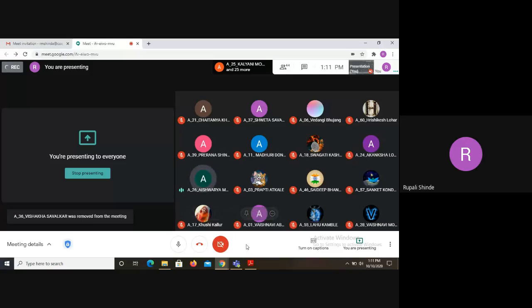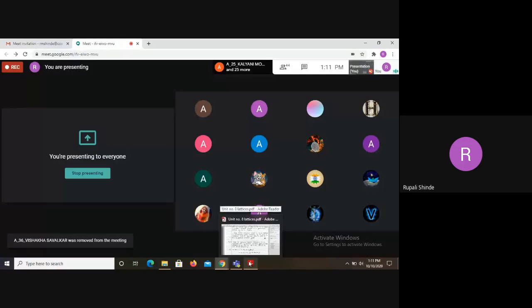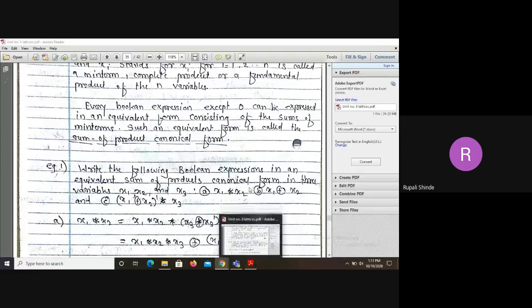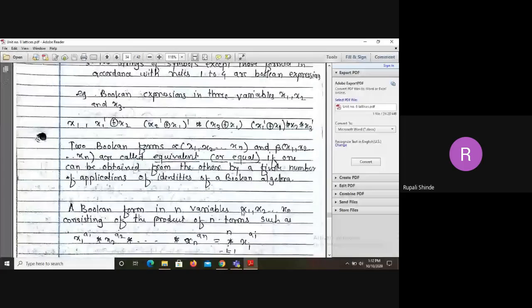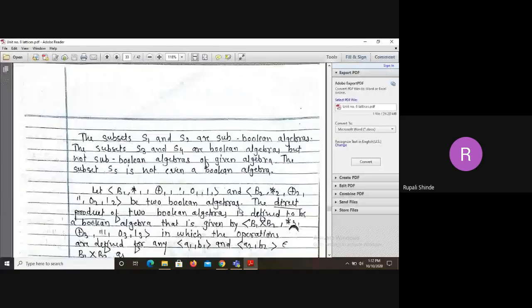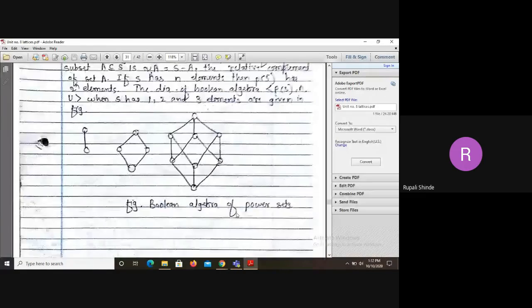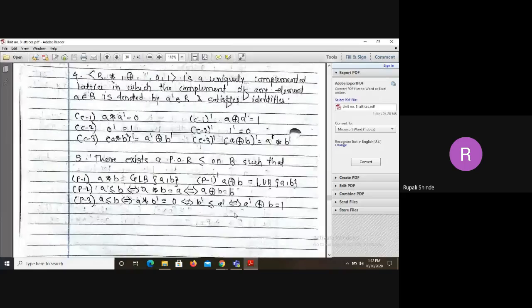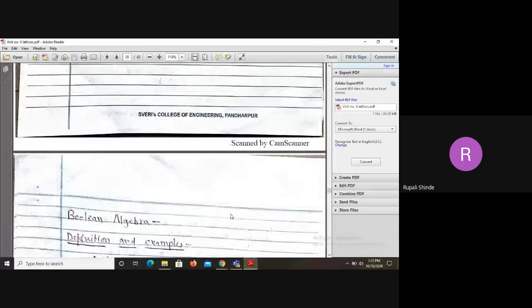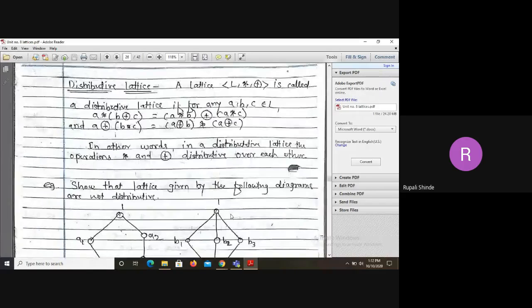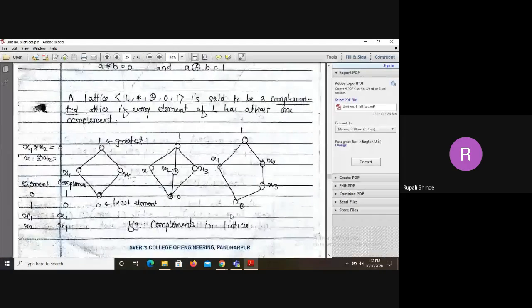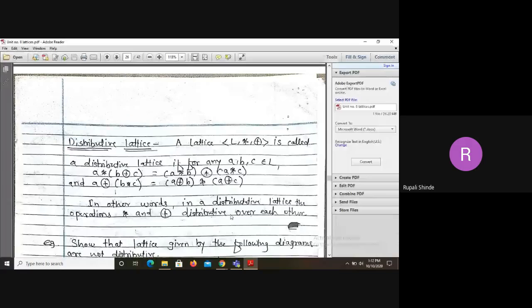Okay. So last lecture we started with complemented lattice, and we have seen more examples based on it. So now we are going to see the next point. After this, we have seen that is complemented lattice. So today we have to see the second type of lattice, and that is distributive lattice.